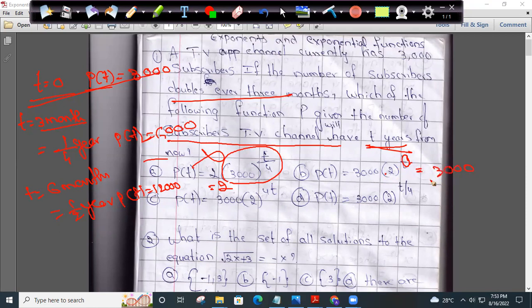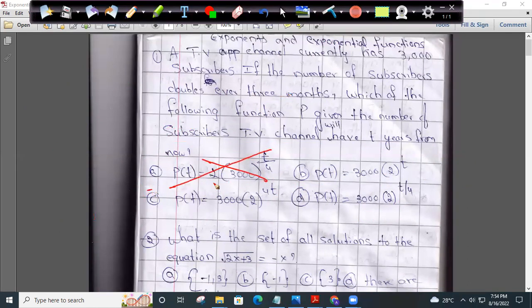So you get 3000. You should not hurry up and mark this as the answer. This can be the answer, but if you make sure that this is the answer, it might not be. If you put T equal to 0, 3000. This also can be the answer. If I put T equal to 0, I get 3000. Only one option got eliminated. Now I put T equal to 1 by 4. When I put T equal to 1 by 4, I should get 6000. So now option A is gone.